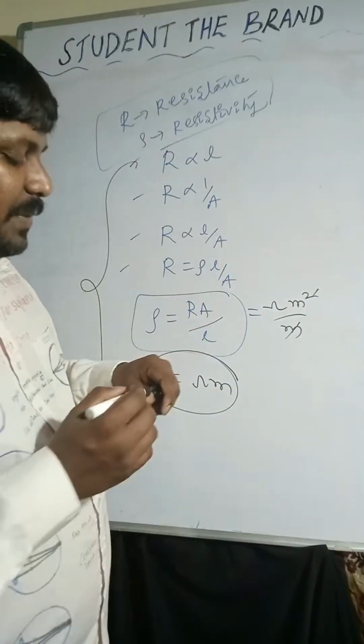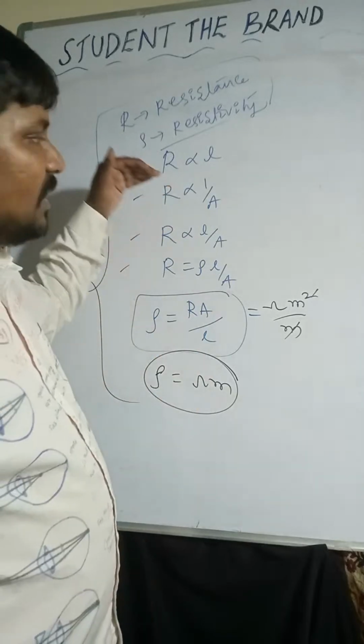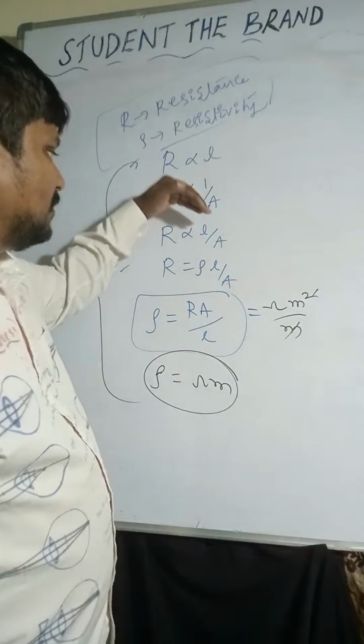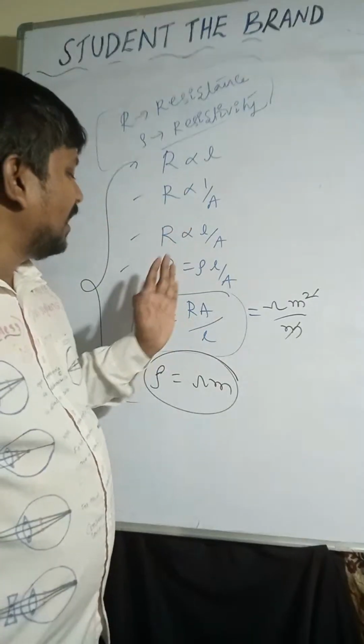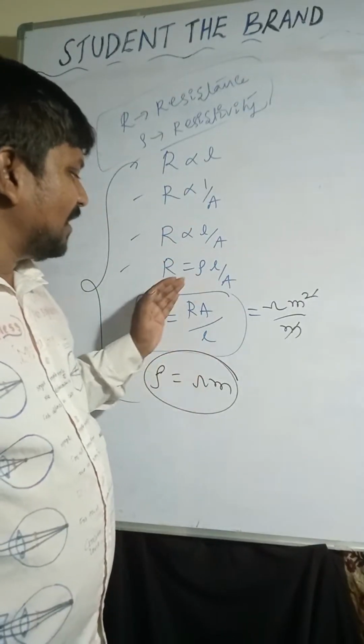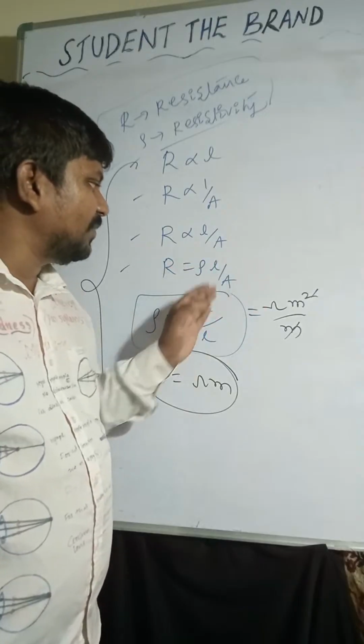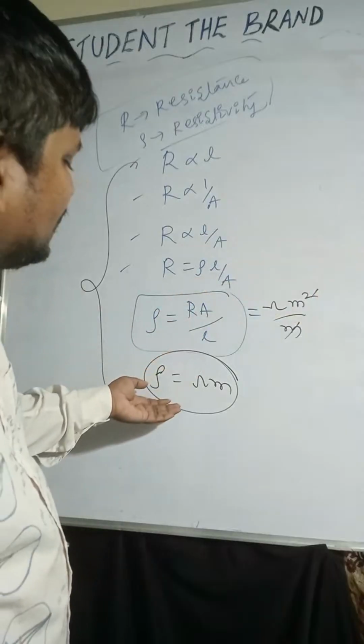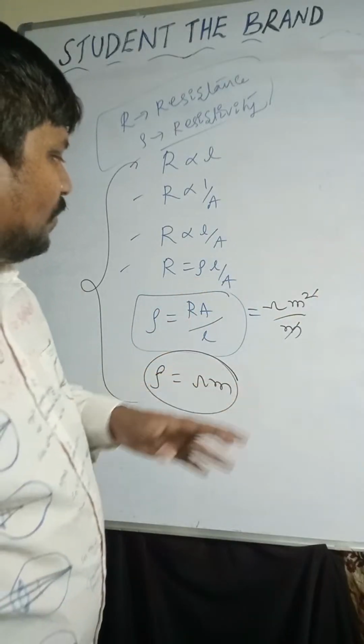Resistance is directly proportional to the length of the conductor. Resistance is inversely proportional to the area of cross section. R is directly proportional to L by A. R equal to rho into L by A. Rho equal to RA by L. SI unit of resistance is ohm. SI unit of area is meter square. SI unit of length is meter. Meter gets cancelled. Then you will get SI unit of resistivity is ohm meter.